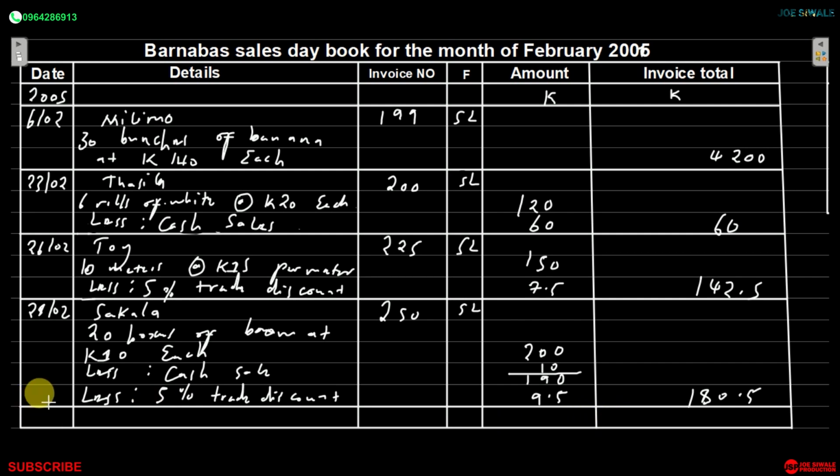Then as you can see, we are done writing down our transactions. So we can say at the end of the month, which is 28th of February, we'll say total credit sales. So we're going to add 4,200 plus 60 plus 142.5 plus 180.5. The answer we're going to have is 4,583. So this is the amount that we are going to transfer to the general ledger. So it's going to be shown in the sales account in the general ledger.